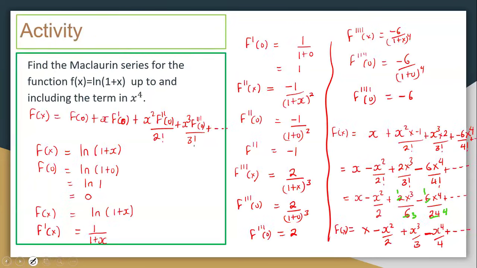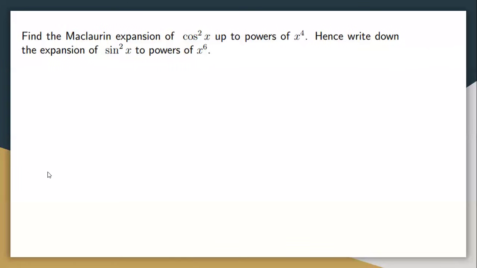Can I first give you a number to try? Now, we are going to look at this particular item whereby they have given us to find the Maclaurin's expansion for cos squared of x up to the power of x power 4. Hence, write down the expansion for sine of x squared to powers of x power 6. Now, what do you need to know? One, you need to remember that if they ask you to use the Maclaurin's expansion, they have asked you to use the Maclaurin's series, that's what you are supposed to utilize.